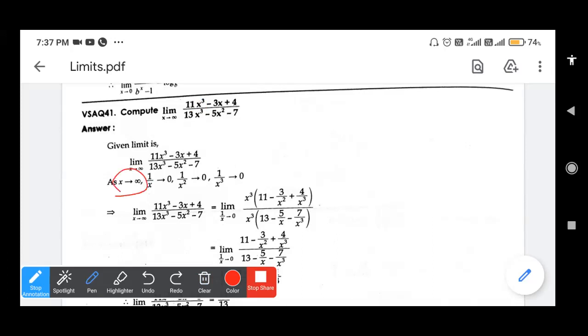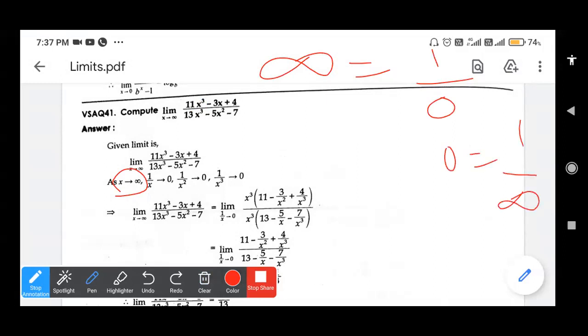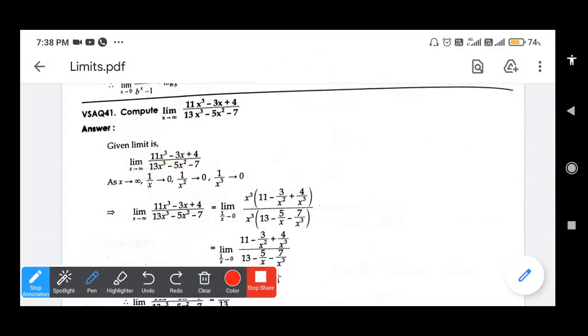X is towards infinity. Then infinity is nothing but 1 by 0. Then 0 is equal to 1 by infinity, right? So 1 by x will be equal to 0. Then 1 by x cube will also be equal to 0, right? 1 by x also tends to 0. So instead of x tends to infinity, we can write it as 1 by x tends to 0.